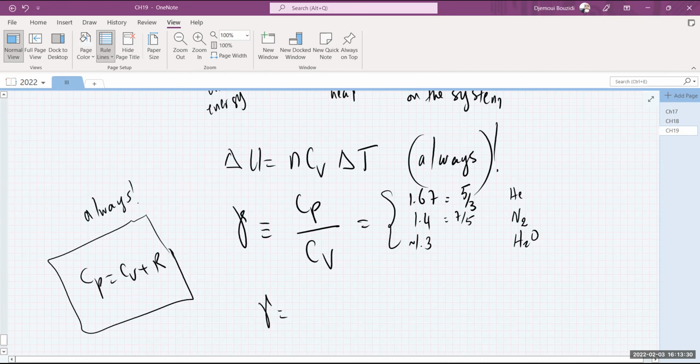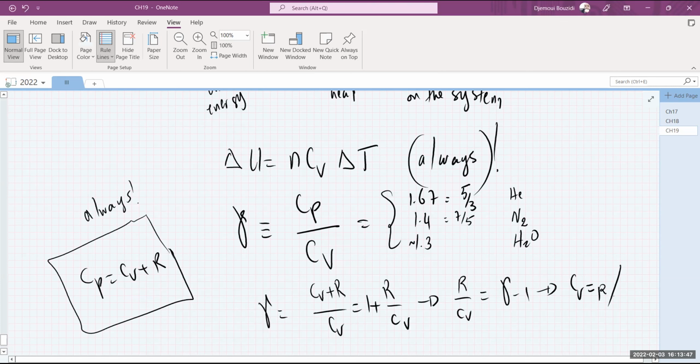Okay, so gamma, which is CV plus R over CV, is in other words 1 plus R over CV. I can solve this equation for R over CV and find it to be gamma minus 1. In other words, CV is simply equal to R divided by gamma minus 1. So if you give me gamma as 1.3, I can tell you what CV is. For a polyatomic gas, it's basically R over 0.3, and so on and so forth, okay?